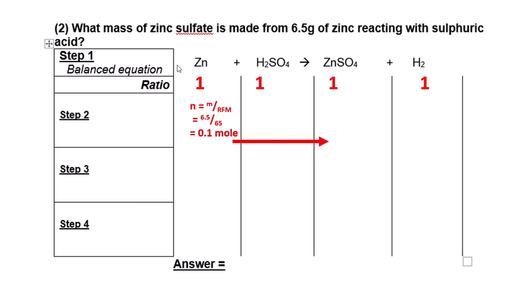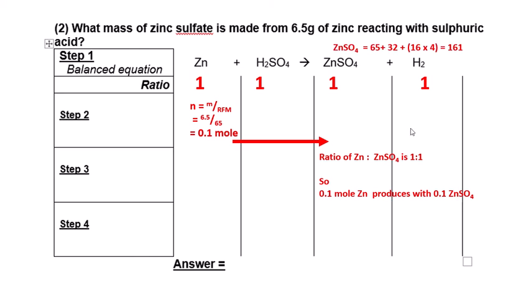We're going to go across to the zinc sulfate. Our question asks the mass of zinc sulfate. So 1 to 1 ratio. So therefore 0.1 mole of zinc produces 0.1 mole of zinc sulfate. We know by totaling it up that 1 mole of zinc sulfate, 65 Zn plus 32 S plus 16 times 4 oxygens is 161. So 1 mole of zinc sulfate is 161. So 0.1 mole is going to be 161 times 0.1. And that gives us 16.1 grams.